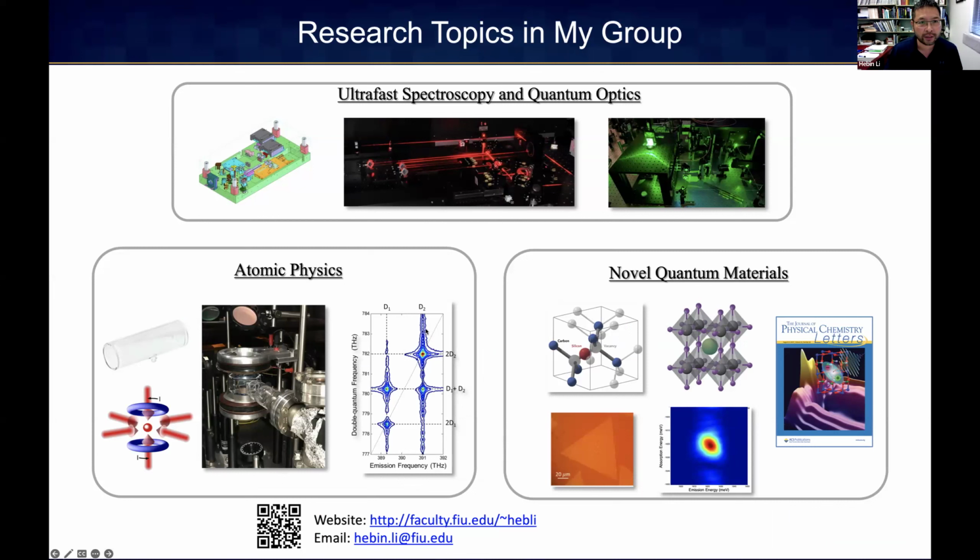The research in my group mainly focuses on the field of AMO physics. We spend a lot of time developing techniques and tools in ultrafast spectroscopy and quantum optics. Then we use those tools and techniques to study many-body physics in atomic systems, in both atomic vapors as well as cold atom systems. And then we also use those tools to study carrier dynamics in different materials like color centers, 2D materials, and perovskite materials.